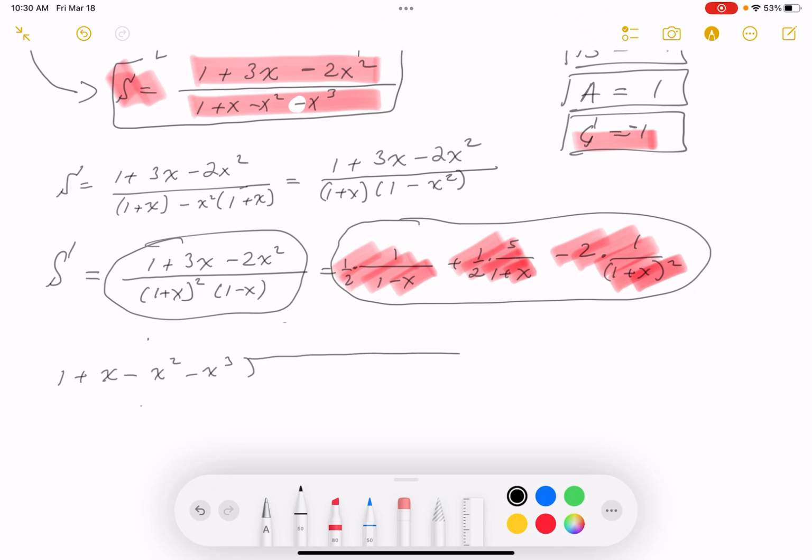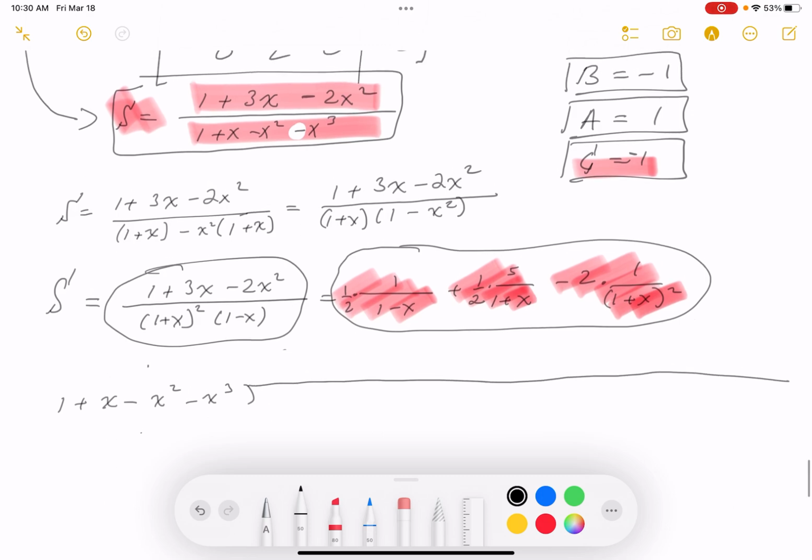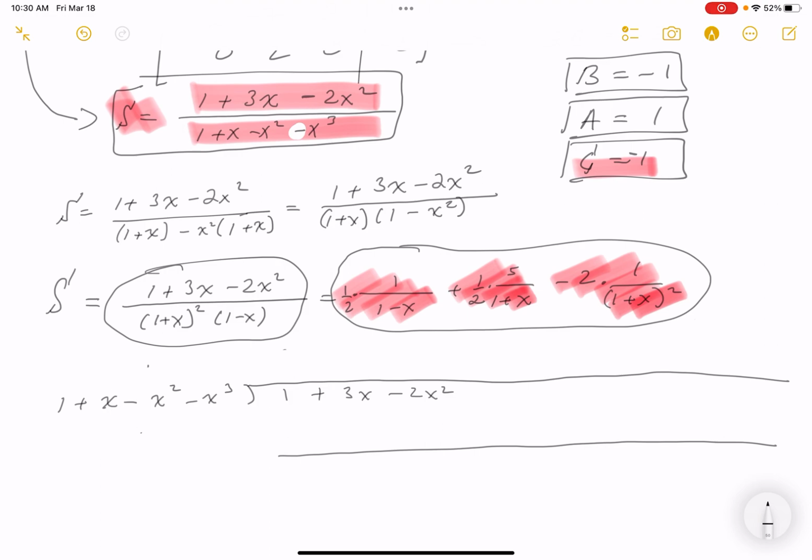And one thing nice about long division, I'll be able to verify I got the right answer. And I'm dividing this into 1 plus 3x minus 2x squared. All right. 1. Not that bad to do, right? I'll write it down for you. 1 plus x minus x squared minus x cubed.